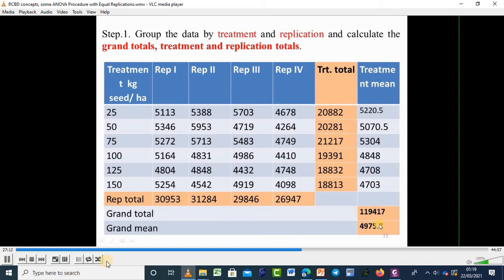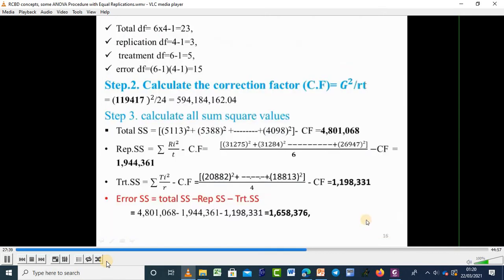If you also need the grand mean, you just divide the grand total by the total number of observations. In this case, 6 treatments by 4 replications, we have 24 observations, and if you divide this value by 24, you have this much grand mean.